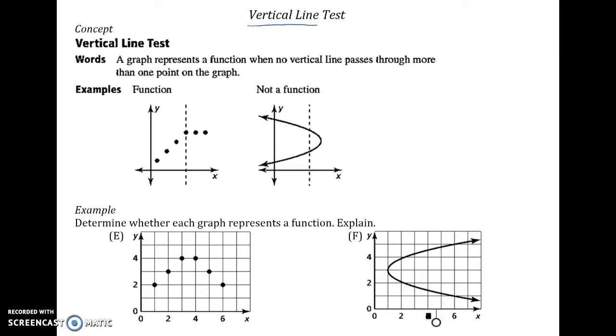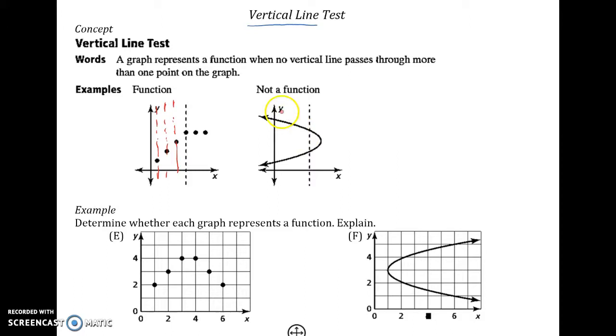When you're passing through vertical lines, you can imagine you take a ruler, right? And you're just swinging it over here from left to right on this function. And every time this dotted red line hits your graph, it should only hit the graph at one point, and that's how we know it's a function.